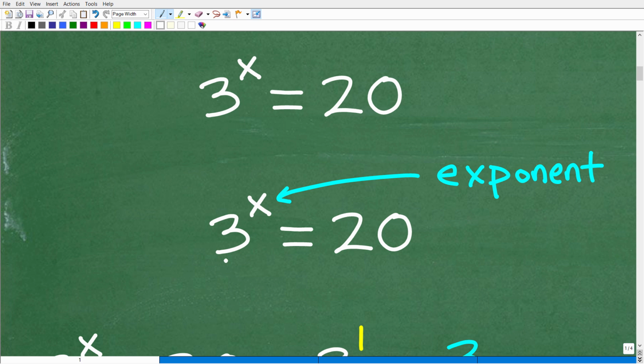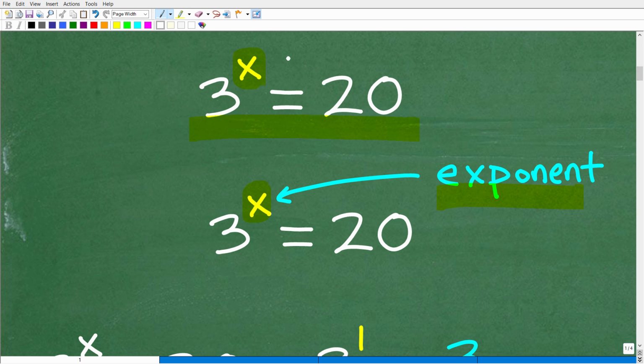What gives us a hint here is where the variable is. The unknown value is in the exponent. So this type of equation is what we call an exponential equation. Now, what is the objective here?